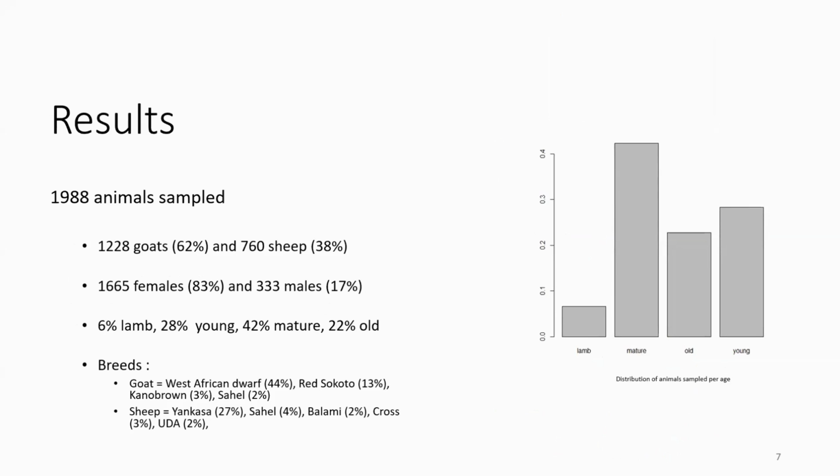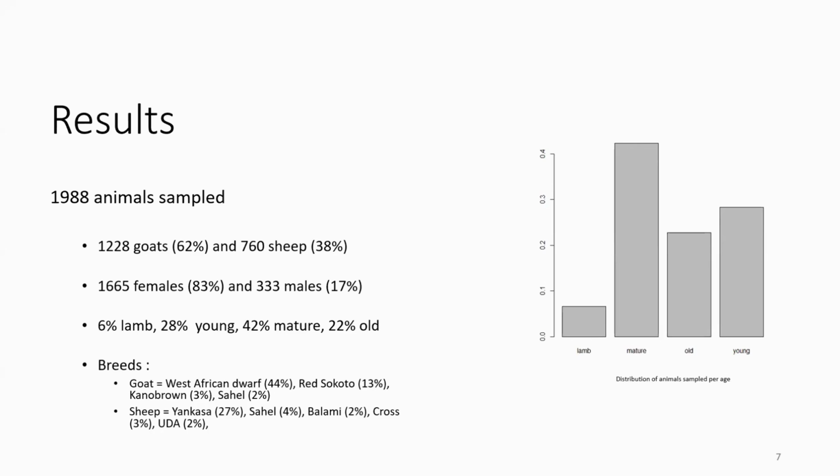And out of this, goats were 1,228, which is 62%, compared to sheep, that is 38%. And females were more, about 2 to 3 times the number of males that were sampled. Just like I said, it was random. And about 28% of the whole sample were young, followed by the old 22%, and the least was the lambs, the younger ones.